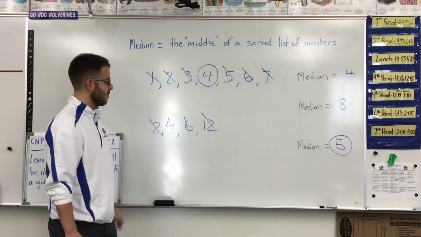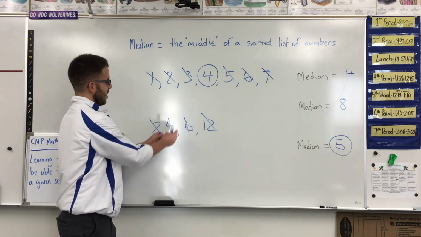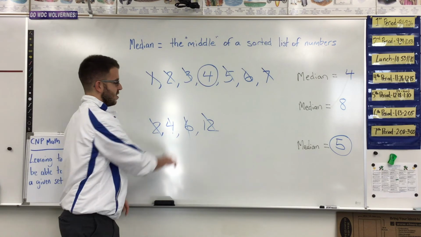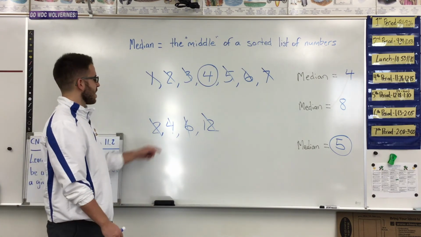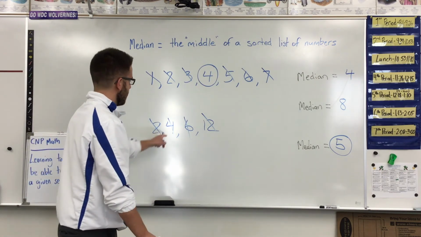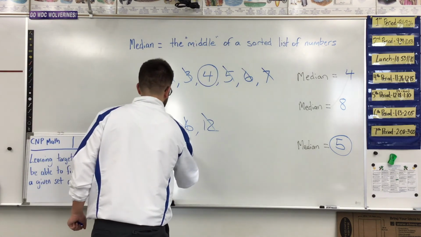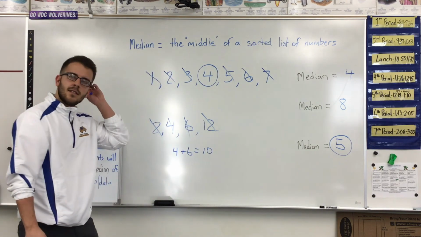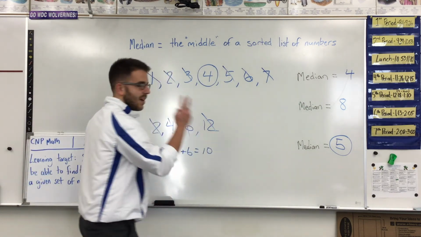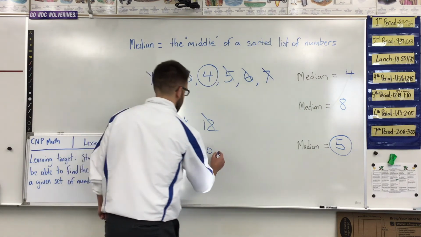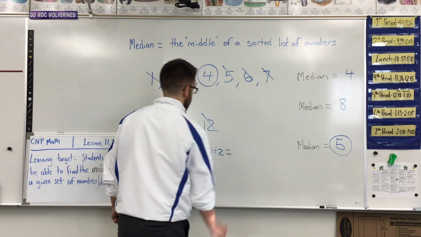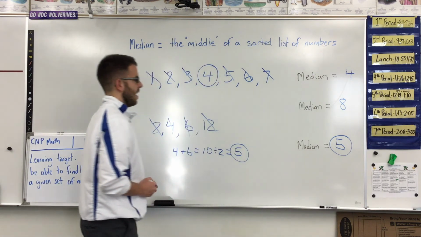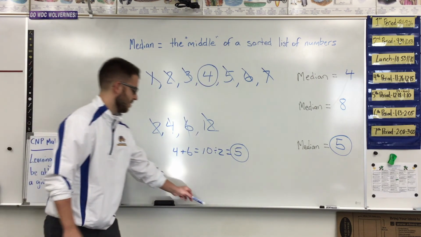Okay, since we have the even amount, we cross off, and we have to figure out what that middle number is between the two in the middle. Okay, if you didn't know it automatically, what you could do is you could add up those two numbers. 4 plus 6, you get 10. And then you take 10 divided by 2, because we have two numbers here. 10 divided by 2, you guessed it, 5. 5 is our median there.